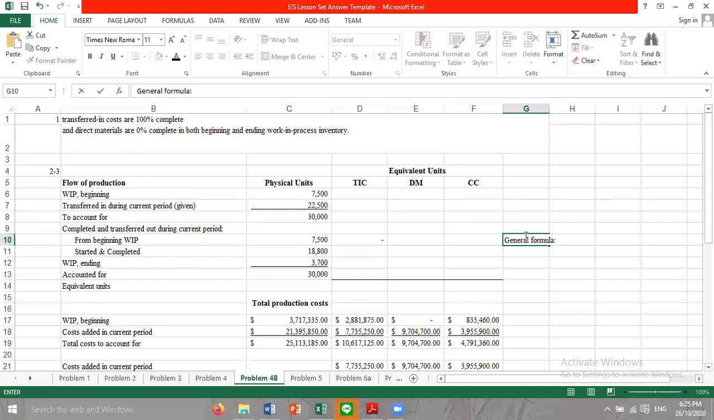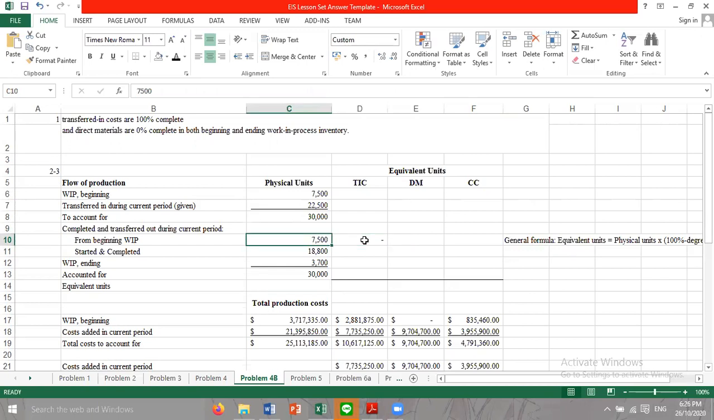So the general formula: equivalent units equals physical units times 100% percent minus degree of completion. Why is that so? Because in FIFO, we're trying to calculate the remaining work needed to finish the beginning work in process. Remember, because we're trying to calculate the cost in the current period, right? So we need to find out the remaining work done.